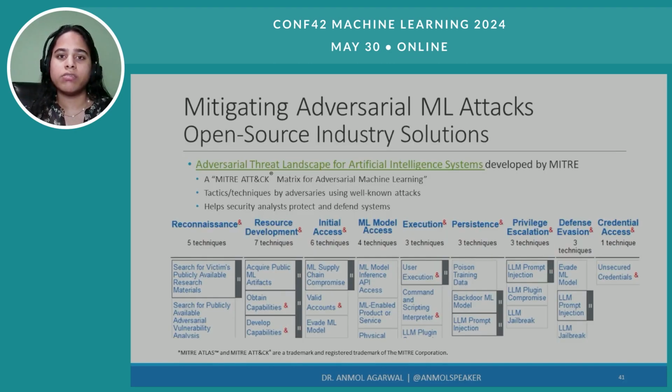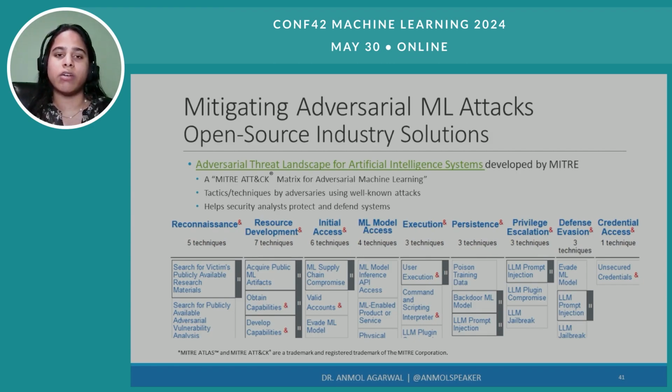Now, the final open source industry solution we'll talk about is the Adversarial Threat Landscape for Artificial Intelligence Systems, or ATLAS, that has been developed by MITRE. So MITRE ATLAS is basically a MITRE attack matrix for adversarial machine learning. It has tactics and techniques that adversaries can use to perform well-known adversarial machine learning attacks. It's a way for security analysts to protect and defend systems.